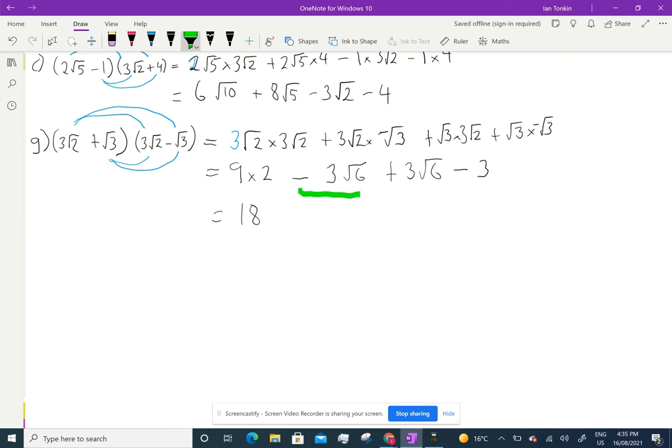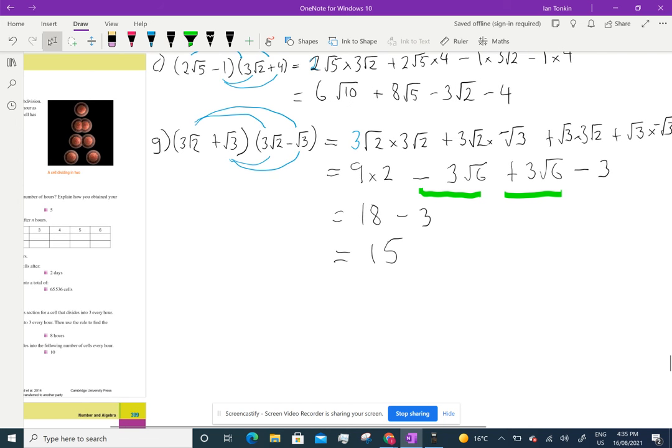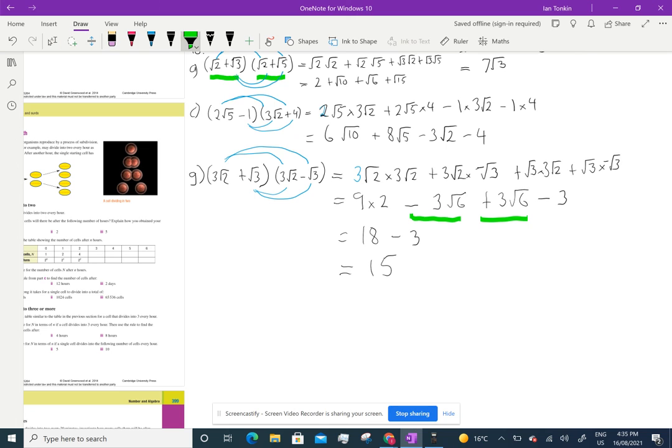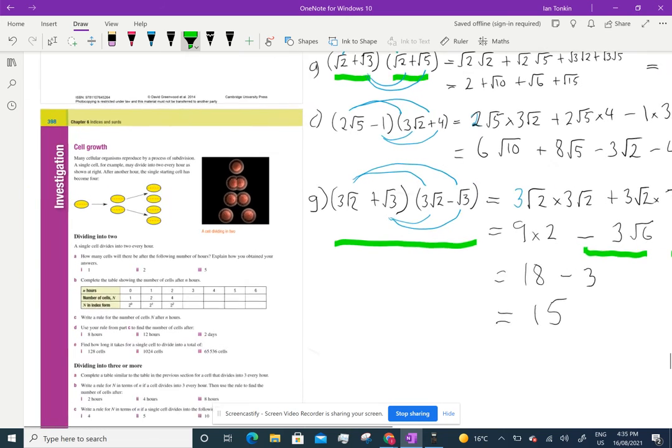Look at these two things. I'm adding and subtracting the same thing. They disappear. They cancel each other out. Minus 3 root 6 plus 3 root 6, they're gone. So then I've just got minus 3. And 18 minus 3 is 15. That's a special product. It's called the difference of two squares. And we're going to learn about it next year. We don't need to learn about it now, but it's interesting to see it appear, which is why it's in the enrichment part.